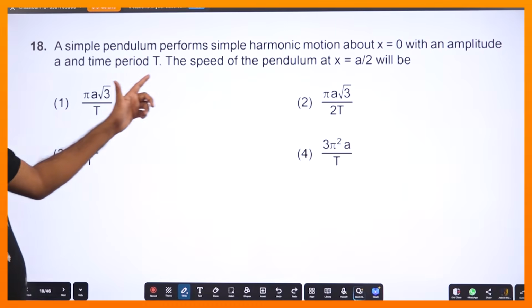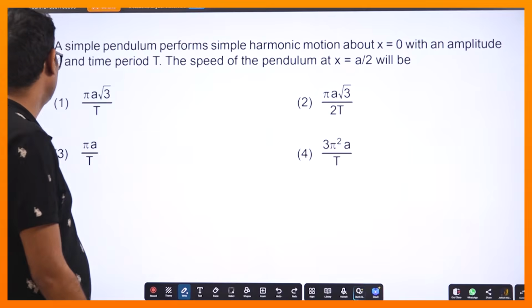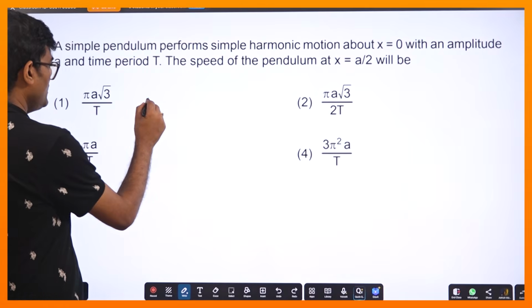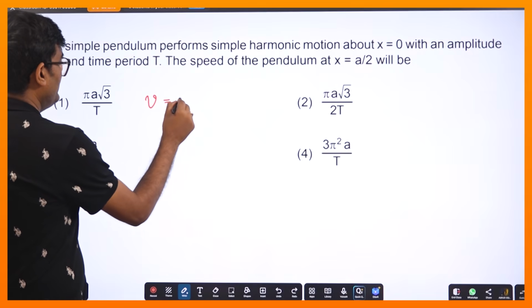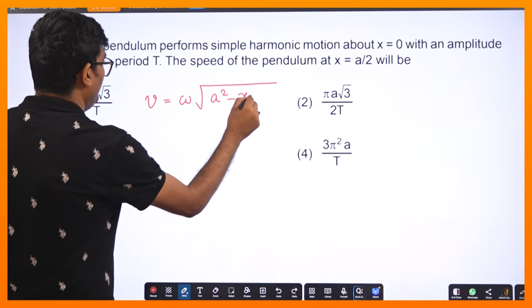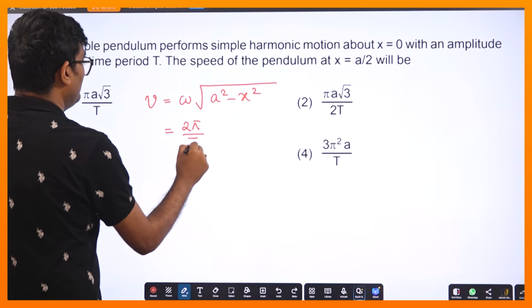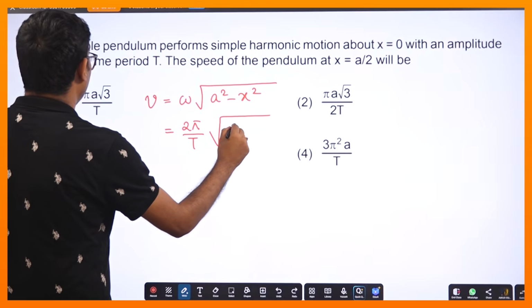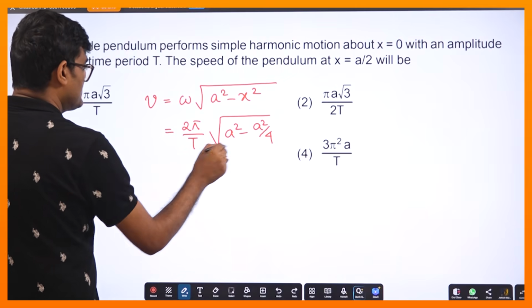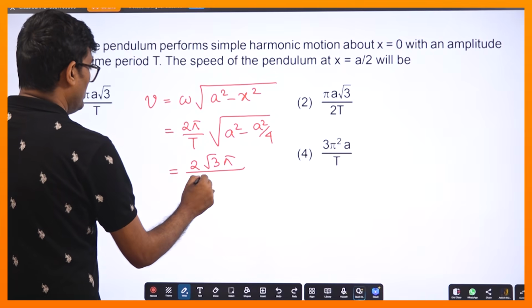A simple pendulum performs simple harmonic motion about the origin x equal to 0 with an amplitude a and time period T. What is the speed at x equal to a by 2? You know the formula for speed: v equals omega root under a square minus x square, right? What is omega? Omega is 2 pi by time period, and root over a square minus x square at x equal to a by 2 means a square by 4. So it's 3 a square by 4, so that means 2 root 3 pi by 2T, right?